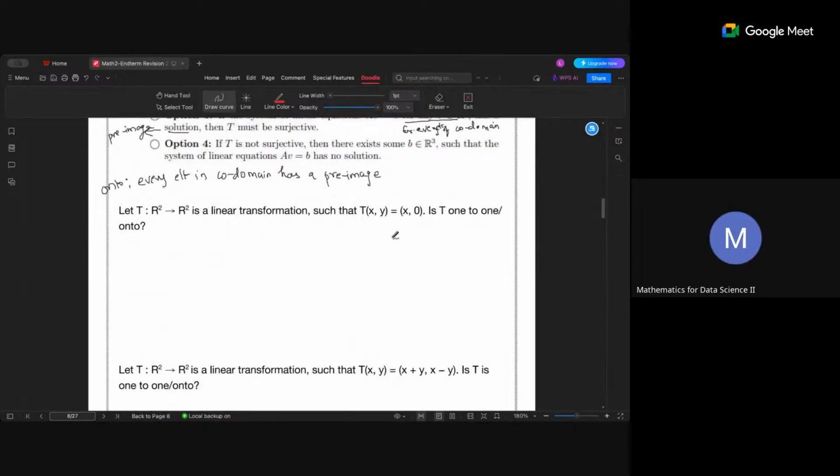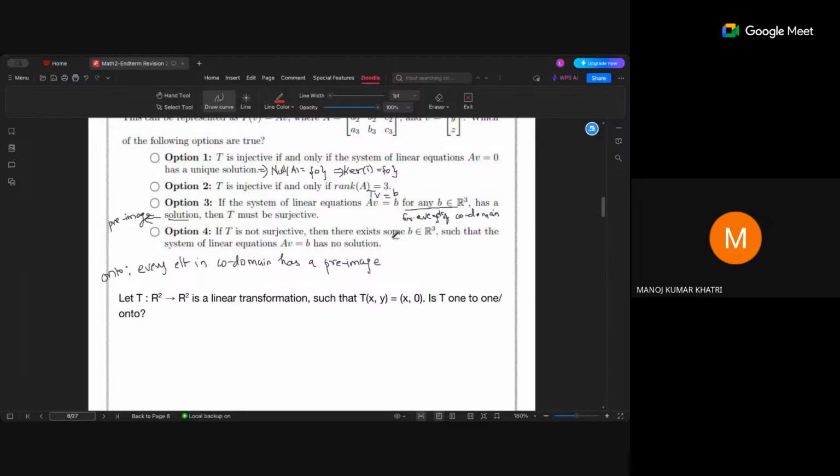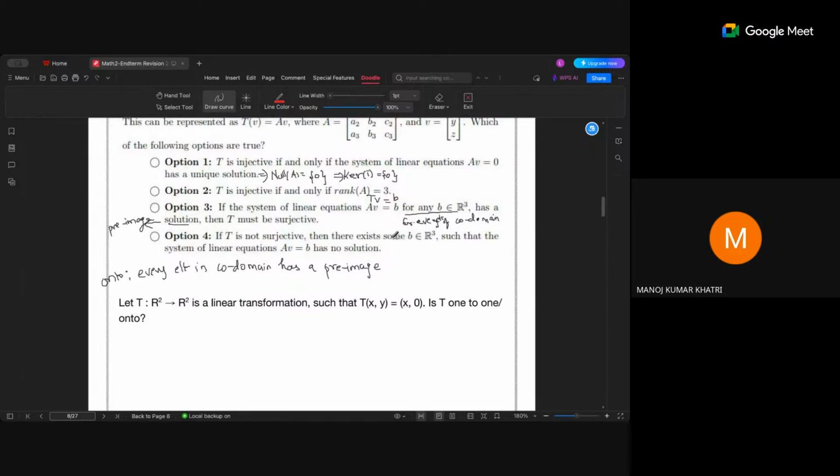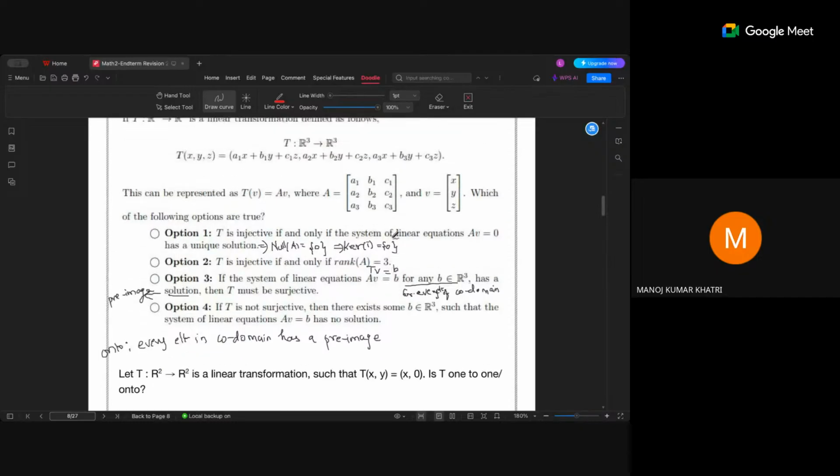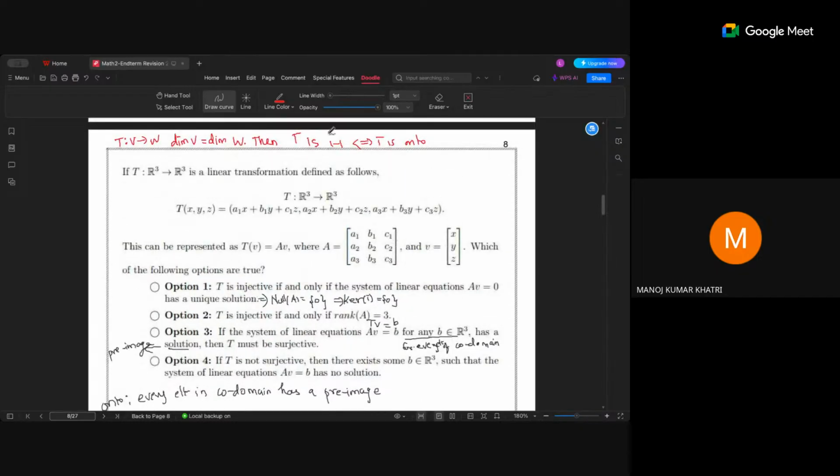Okay. So quickly, can you check whether this is 1-to-1 and onto? Ma'am, sorry to interrupt you, ma'am. Just a confirmation, ma'am. If we have the dimension of W equal to the dimension of V, and we have either one of 1-to-1 or onto, then we can infer it is also the other. Yes, yes. Okay.